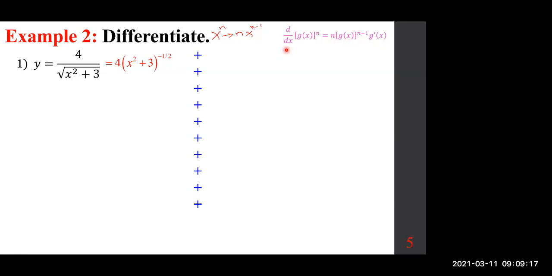So with that being the case, 4 is a multiplier, it remains 4 times negative 1/2. So negative 1/2 sits in front, 4 times negative 1/2. Now you take away 1 from the exponent. So negative 1/2 minus 1 becomes negative 3/2 times, by the chain rule, we need g prime, the derivative of the inside, which is 2x. And this is it. This is the end of calculus, everybody.